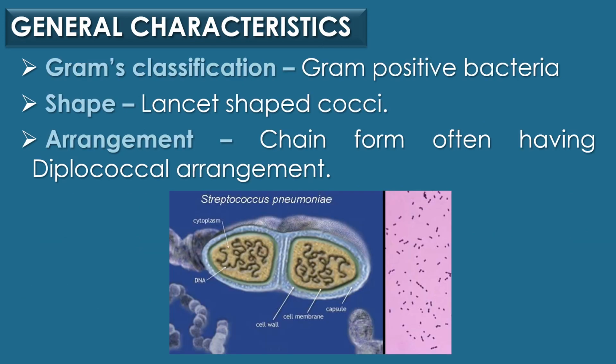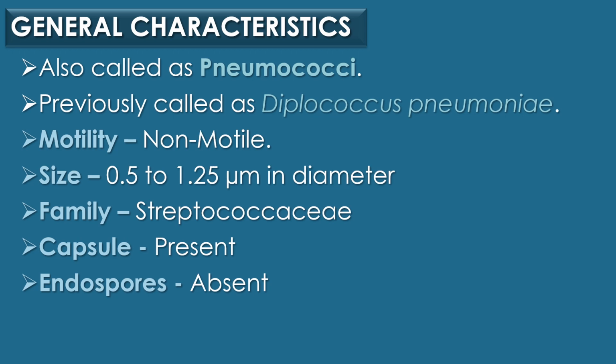Next, general characteristics of Streptococcus pneumoniae. Streptococcus pneumoniae is a gram-positive, lancet-shaped coccus, arranged in chains and often having a diplococcal arrangement. It is also called pneumococci, and previously it was called Diplococcus pneumoniae. It is non-motile, its size ranges from 0.5 to 1.25 micrometer in diameter, and it belongs to the family Streptococcaceae. Capsules are present and endospores are absent.